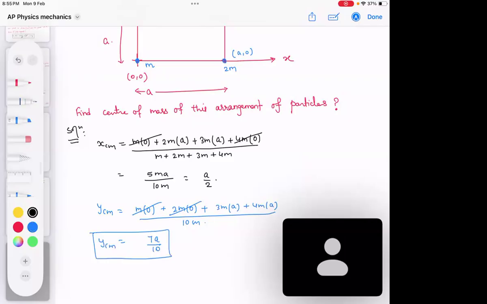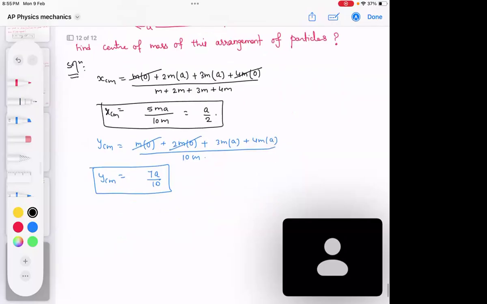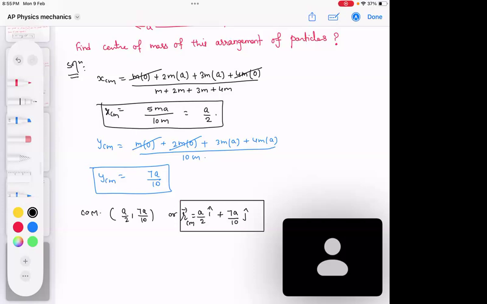Earlier, what have we calculated? We have calculated XCM. So if someone asks you what the center of mass is, you can write it like this: a by 2, comma, 7a by 10. Or you can also write it as a by 2 i cap and 7a by 10 j cap. Both are correct ways to represent it. Then you write it like this: RCM. If you want to write it in vector form, write it in the i cap j cap form. If you want to write it in coordinate form, write it like this. Understood?